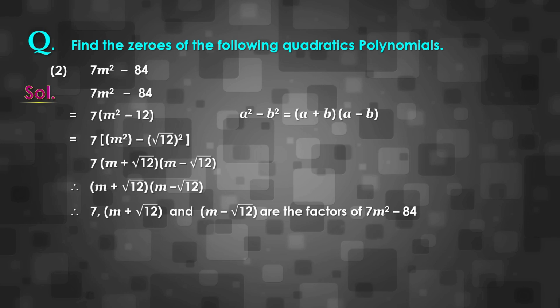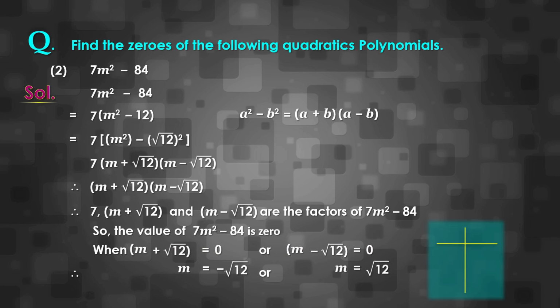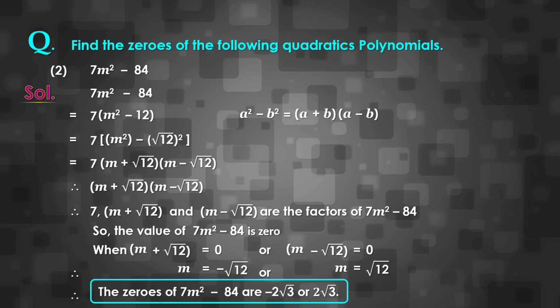To find the zeros, we equate the factors containing the variable to 0. First, m plus root 12 equals 0. So m equals negative root 12. Second, m minus root 12 equals 0. So m equals root 12. Now simplify root 12. Root 12 can be written as 2 root 3. Therefore, the zeros of 7m square minus 84 are negative 2 root 3 and positive 2 root 3.